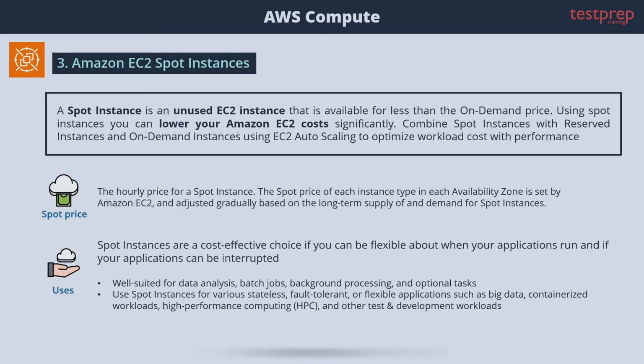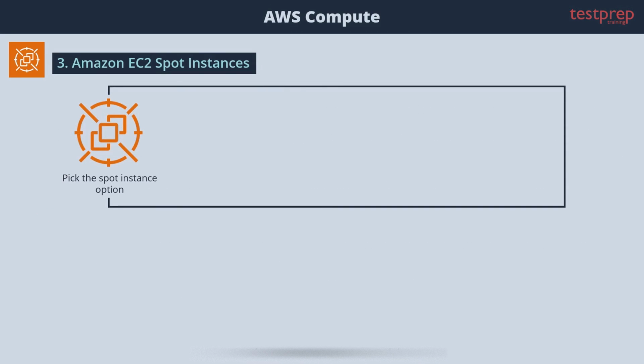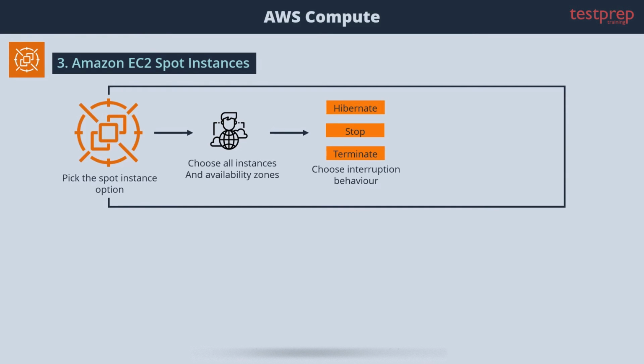For example, Spot instances are well suited for data analysis, batch jobs, background processing, and optional tasks. You can use Spot instances for various stateless, fault-tolerant, or flexible applications such as big data, containerized workloads, high-performance computing, HPC, and other test and development workloads. For using Spot instances, you choose all instances and availability zones that work for your workloads, then choose your interruption behavior, and then launch and scale your target capacity.